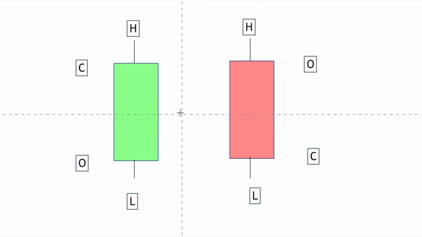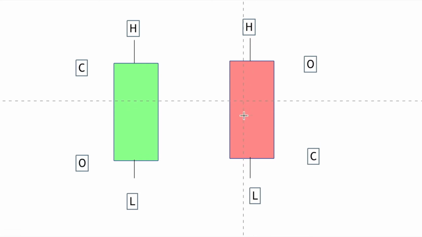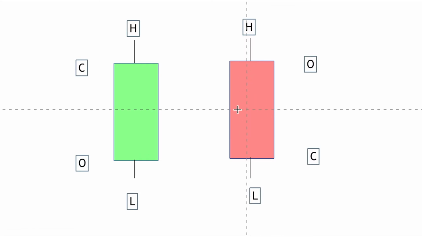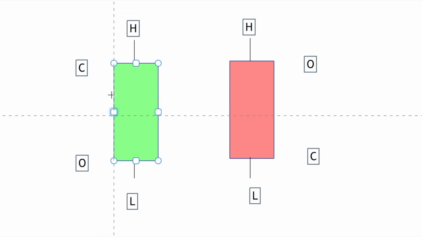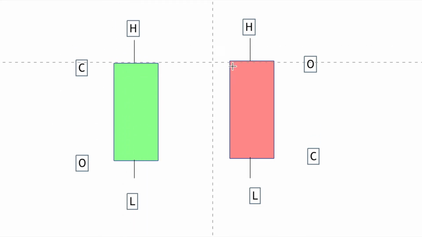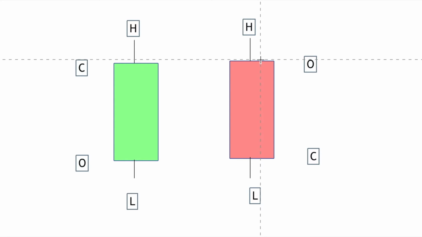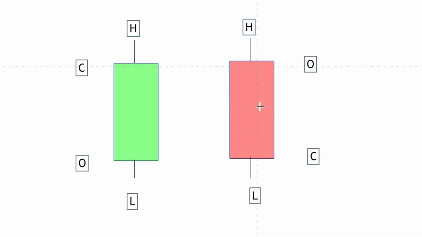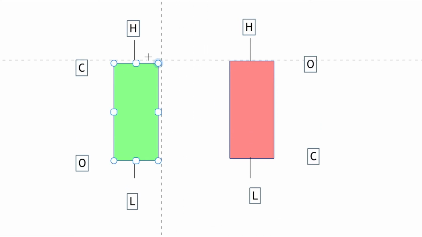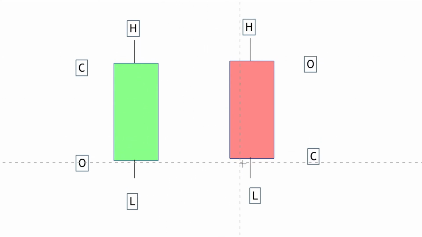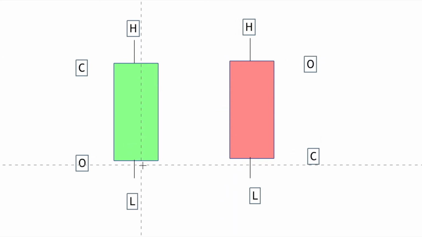Now, you have two different types of Japanese candlesticks. One is known as bullish candles and the other is known as bearish candles. In a bullish candle, price opens near the low and closes near the high. In a bearish candle, price opens near the high and closes near the low. On both sets of candles, you have the highs and the lows represented by these straight lines, otherwise known as wicks.